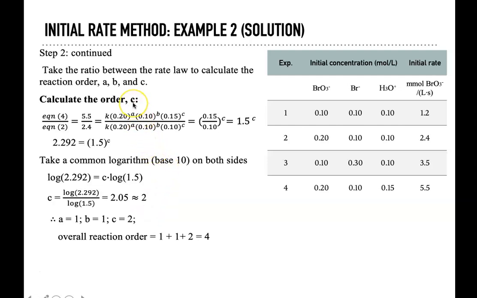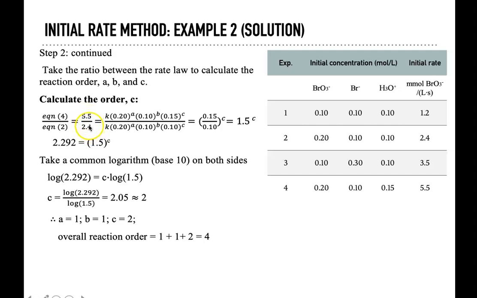Now let's do the same thing. Let's think about C. Now let's calculate C. So 0.20, 0.10. Experiment 2 is not very similar. So for experiments where the bromate and bromide ion concentrations are the same and only the hydrogen ion concentration changes, we compare experiments 2 and 4 together. The ratio of equation 4 and 2 is now the rate 5.5 over 2.4, K times the reaction rate expression, and K cancels out, 0.20 cancels out, 0.10 cancels out, only 0.15 divided by 0.10 to the C power. So then 1.5 to the C is now 5.5 divided by 2.4.